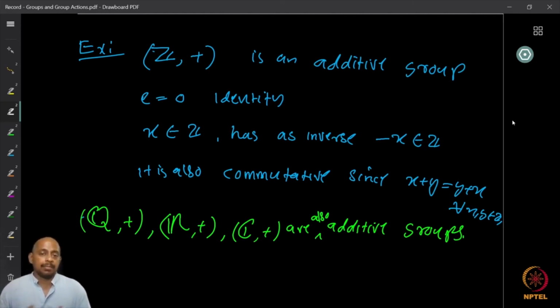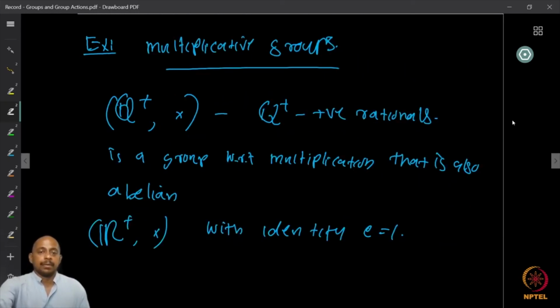Other examples that occur naturally are the set of rational numbers, the set of real numbers with respect to addition, and the set of complex numbers. All these are additive groups. So we have several natural examples.